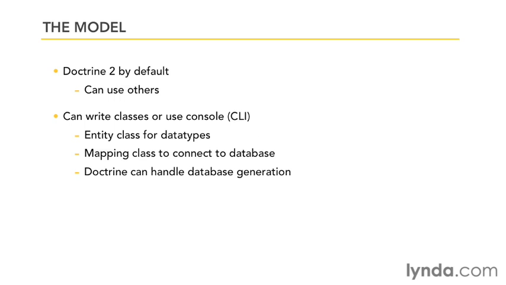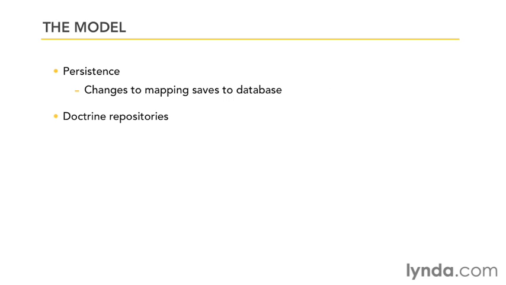Doctrine can actually handle the generation of your database tables and fields. Once you've created these classes, you'll use Doctrine to persist the data. Whenever you make changes to the mapping class, it will save those changes to the database. For example, if you add a new instance of an entity class, it will create an insert and insert it into your database. You can also use repositories inside of Doctrine. This can allow you to retrieve objects.